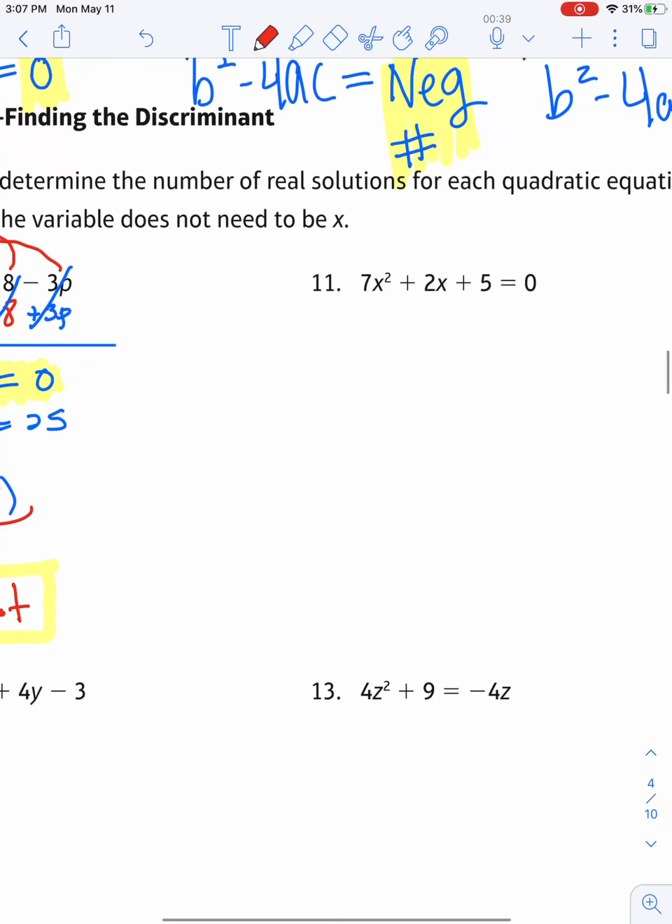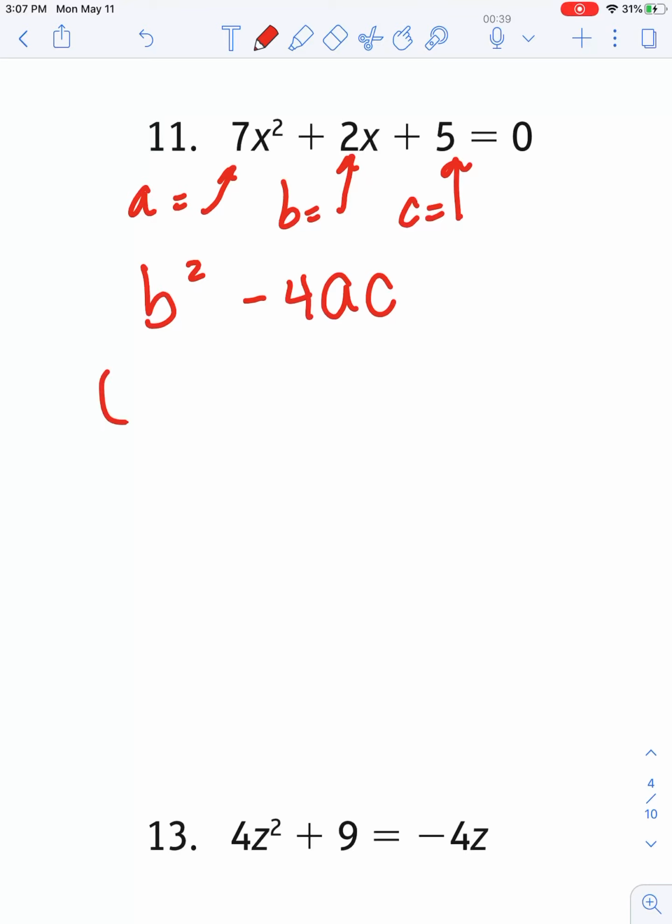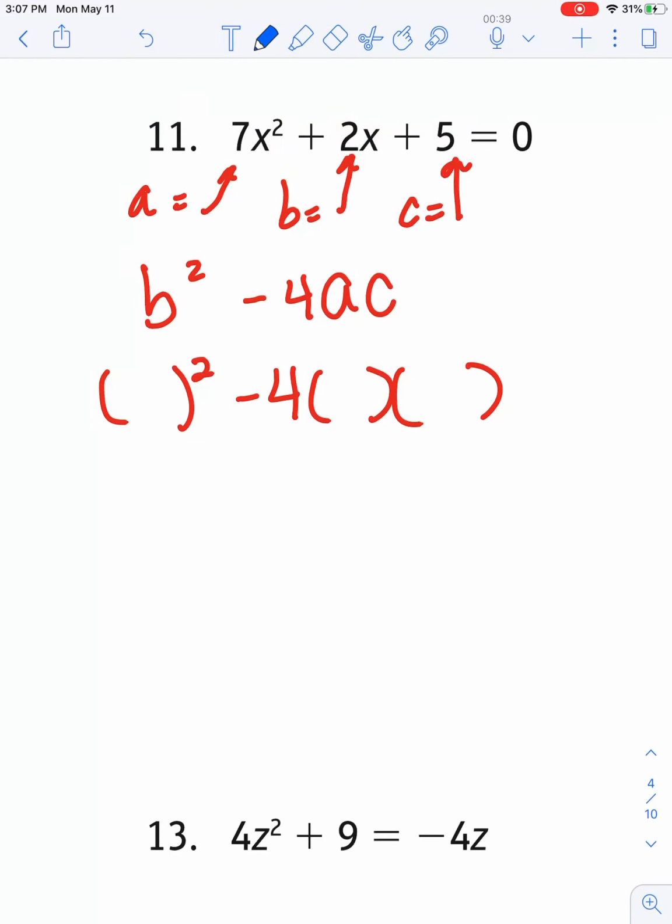All right, number 11. All right, so it's equal to 0. Yay, us. So A is 7, B is 2, and C is 5. So we get B, well, let me go ahead and make sure I'm writing out the formula. B squared minus 4 times A times C. So B is a positive 2. A is a positive 7. And C is a positive 5. So again, we always start with exponents.